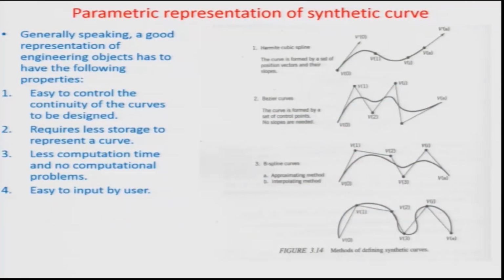Generally speaking, a good representation would have properties related to controllability, as regards the continuity of these curves. So, whatever system we want to design should have this aspect. We should typically require less computational effort and less computational space to plot a curve, whether it is storage to save data and so on, less computational time, very simple computations with no computational complexities or problems, and generally an easy to input functionality for the user.